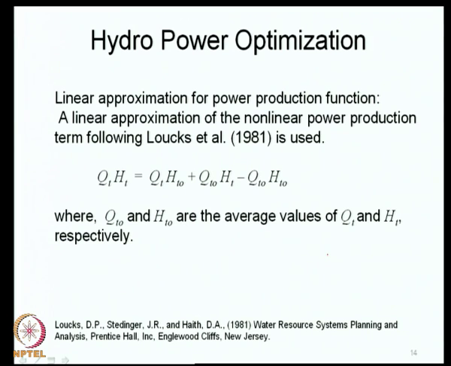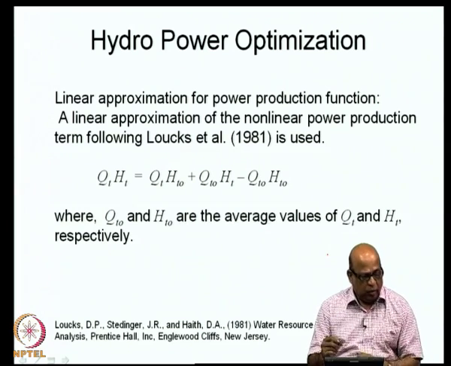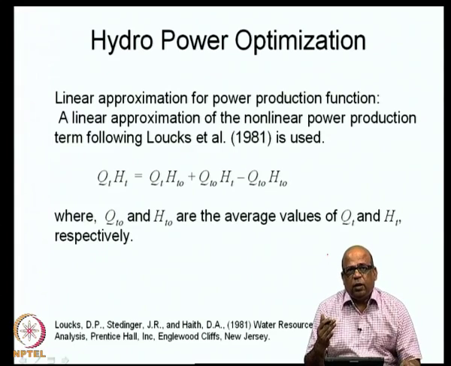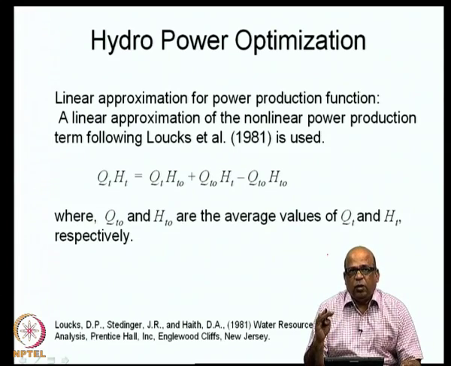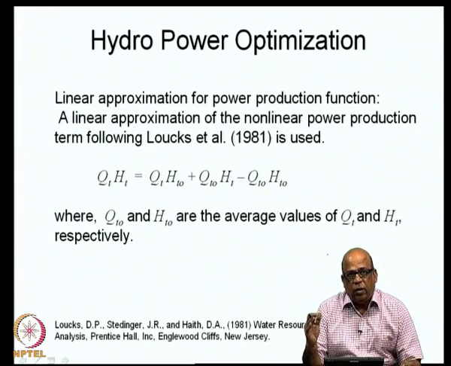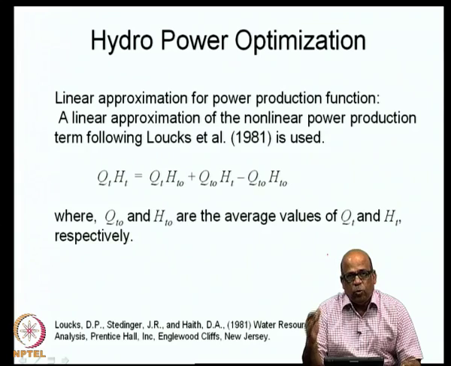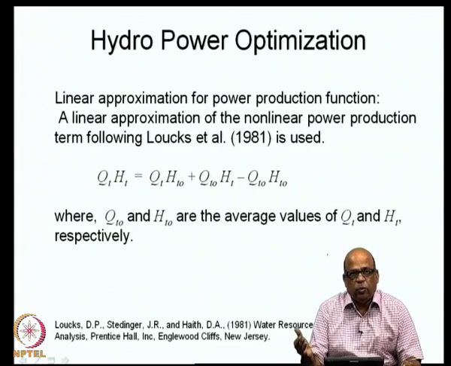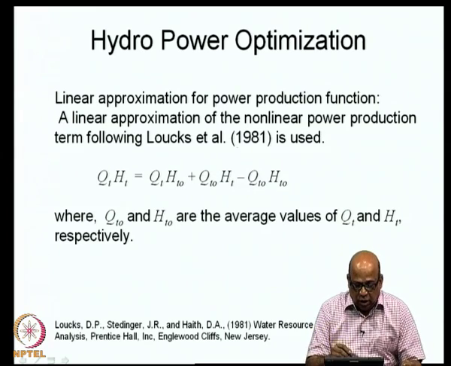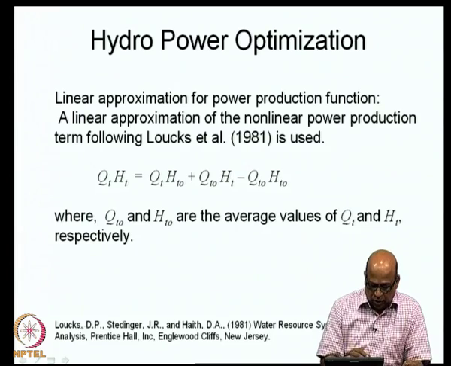However, there is one more problem here, because you recall that the power that is generated is a non-linear function of the discharge and the head. Typically, we get power as proportional to Qt into Ht, where Qt is the release that is made into the penstocks and Ht is the net head that is available. So, what we do is we write now the product Qt into Ht as a linear relationship, and this I pick it up from Laux et al. 1981, and the reference is given here, you can refer to this.